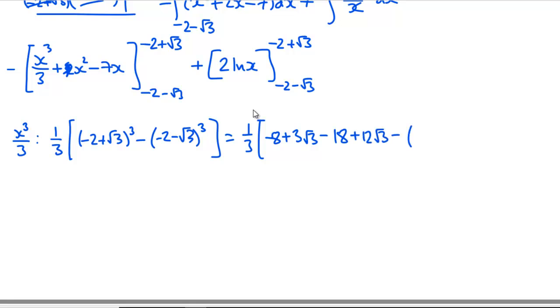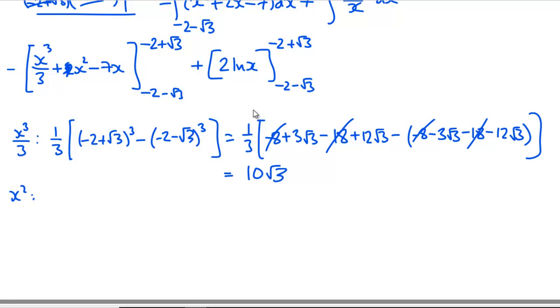Then we're going to have to take off, we're going to have minus 8 again, minus 3 root 3, minus 18 will stay the same, and that one will flip sign. So some of them have flipped signs, some of them haven't. So the 8s are going to cancel, because we've got the minus 8s. The 18s are going to cancel, and we're going to be left with 6 root 3 plus 24 root 3. So 30 root 3 divided by 3 is 10 root 3.